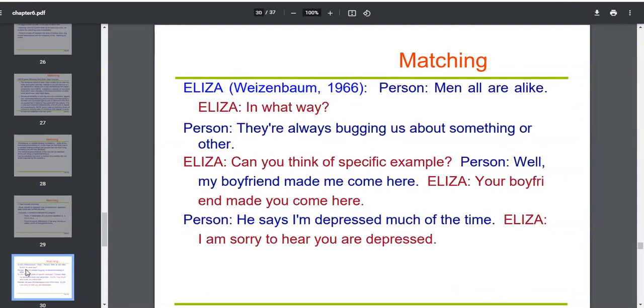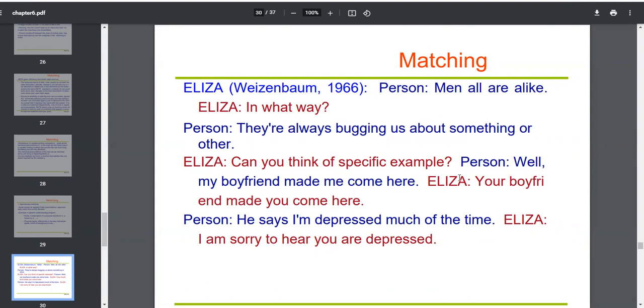Now let us see an example of matching with the help of Eliza. When a person says, men are all alike, Eliza will ask, in what way? The person may reply, they are always bugging us about something or the other. Eliza won't get any keyword out of here to match, so it will ask another random question: can you think of a specific example? The person may say, well, my boyfriend made me come here. Now see, boyfriend is the keyword which it is going to pick up along with come here. So it will match this.